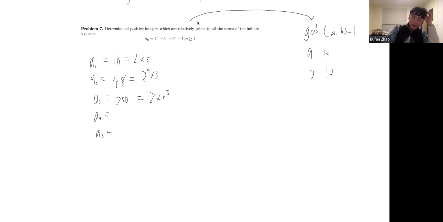Alicia, what is the value of A4? Does anyone know? Josie, what is the value of A4? Cool. Thank you, Jackie. Yeah, 11392. And once again, prime factorization, please.